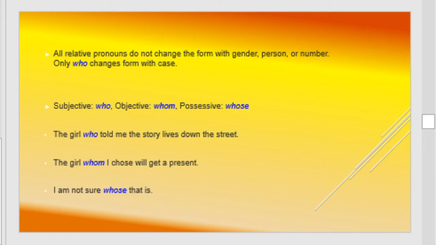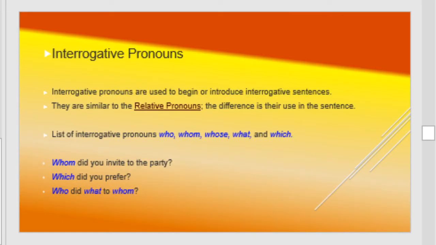Example sentences we have here: the girl who told me the story lives down the street. So the girl, subject, who. The girl whom I choose will get a present. So object. I am not sure whose that is. Whose, possession. Okay? Next, we also have interrogative pronouns.